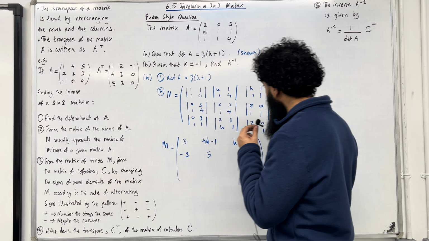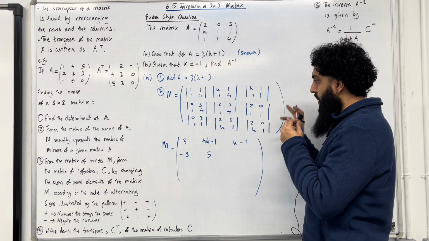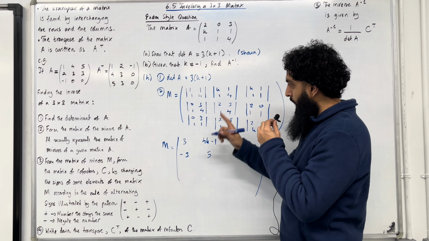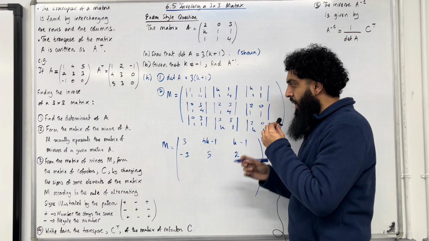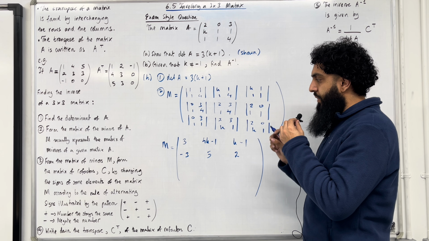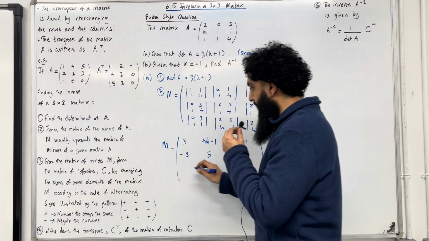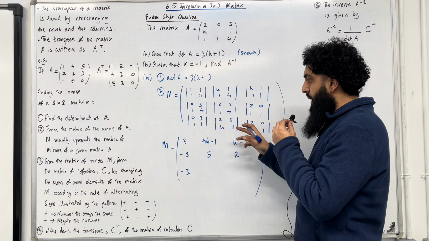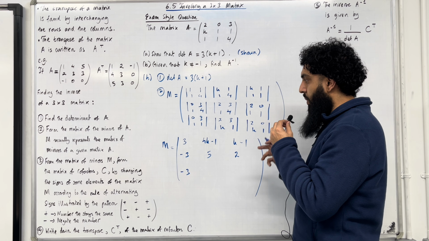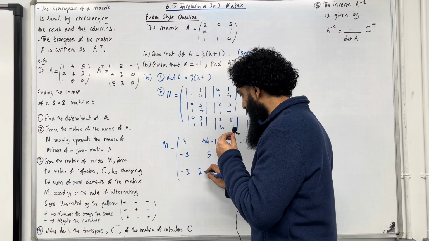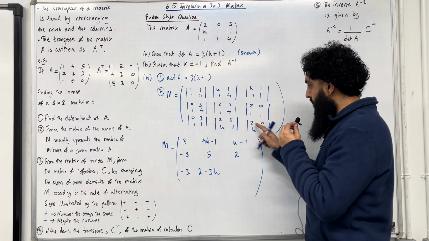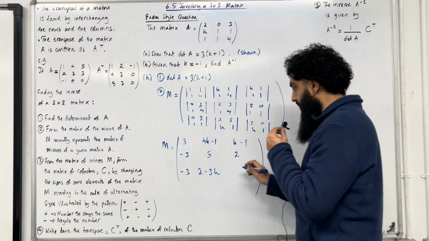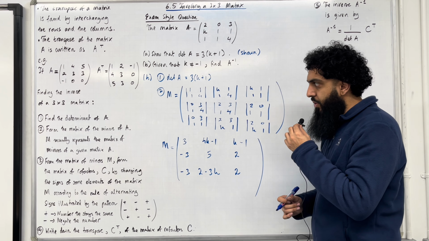2 times 4 is 8, take away 3 times 1 which is 3, so 8 take away 3 is 5. 2 times 1 is 2, take away 0 times 1 which is 0, so 2 take away 0 is just 2. 0 times 1 is 0, take away 3 times 1 which is 3, so minus 3. 2 times 1 is 2, take away 3 times k, so 2 take away 3k. And then 2 times 1 is 2, take away 0 times k which is 0, so 2 take away 0 is just 2. That is my matrix M.